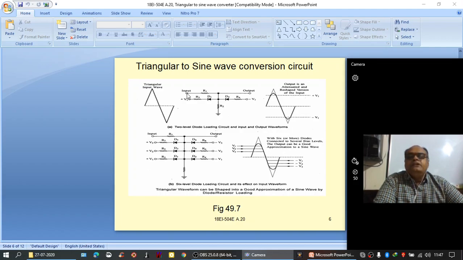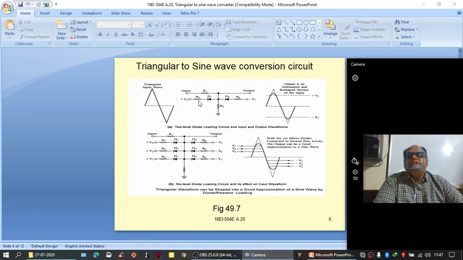Given at the input terminal, and the output is taken here at the output terminal. Now let us see what happens. Initially, when the triangular wave is applied at the input, then during the positive half cycle, when the voltage on the capacitor is increasing positively at one particular voltage, this diode D1 becomes forward biased and starts conducting.